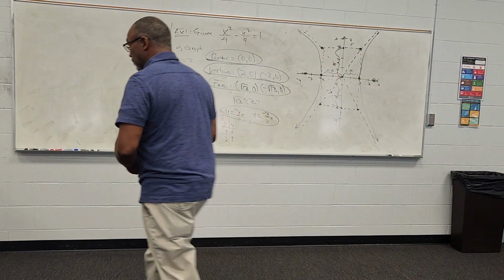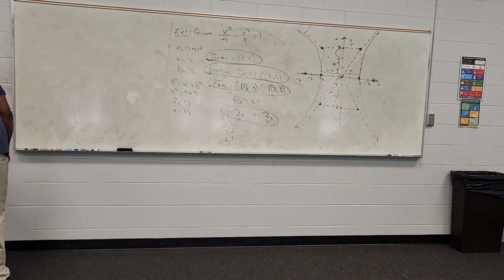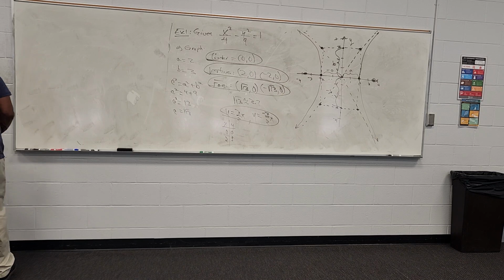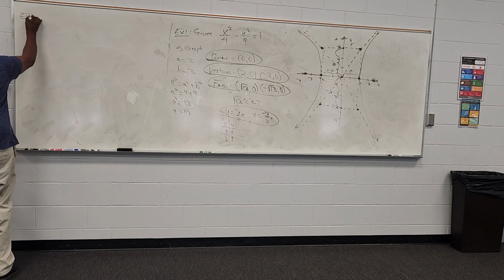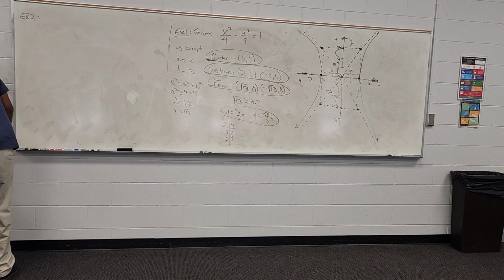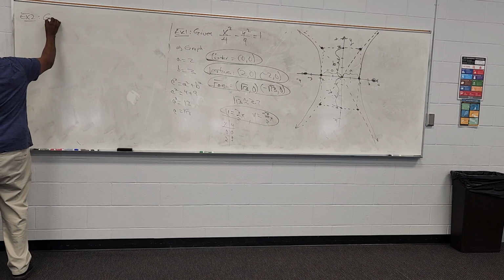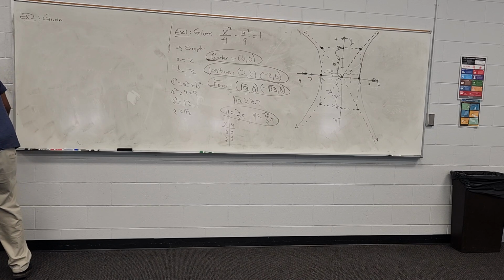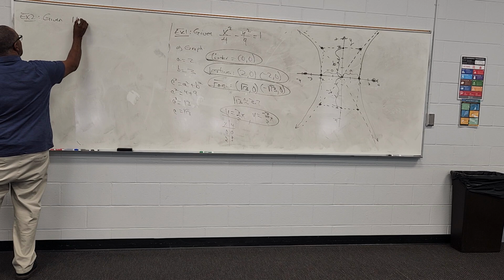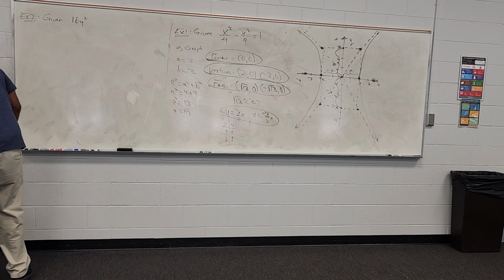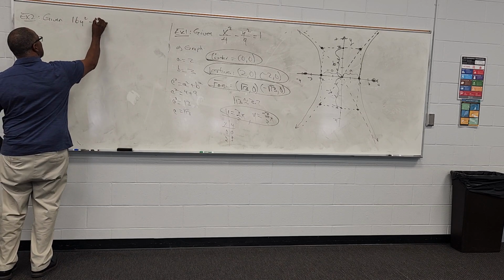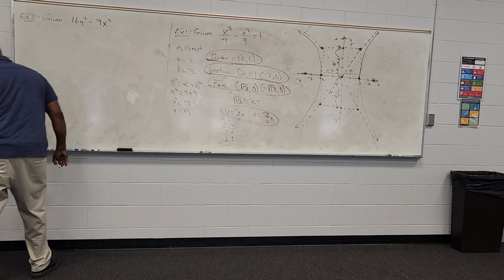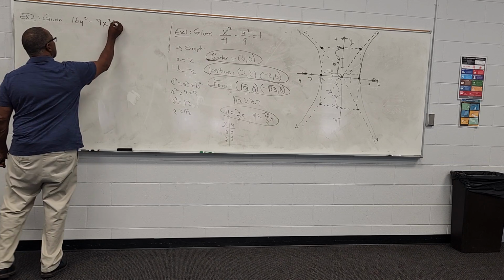Let's do another example. This is example 2. They say given 16y squared minus 9x squared equals 144.